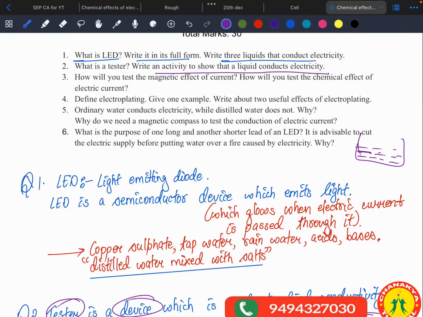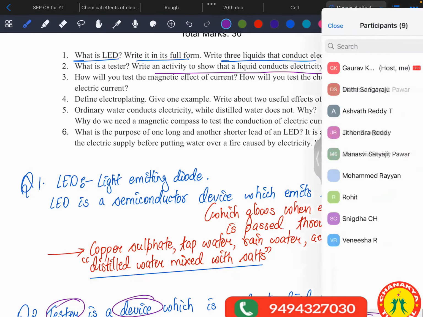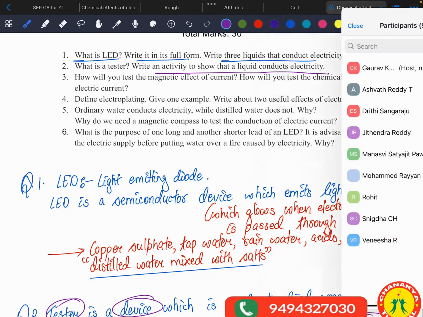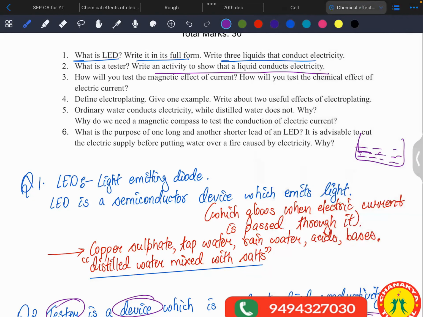So acid. Yes, we can take acidic things, we can take tap water also. We can take vinegar, any acid like from the lemon or anything. Correct. Okay, lemon, vinegar, we can take that. Okay, fine.